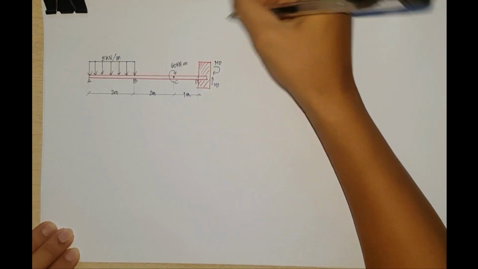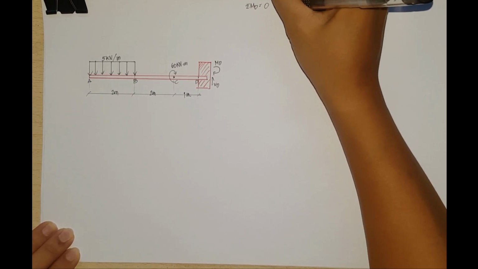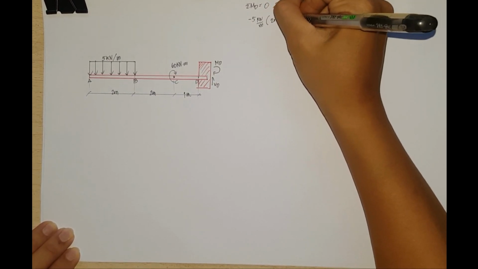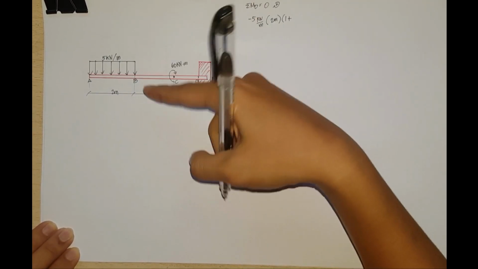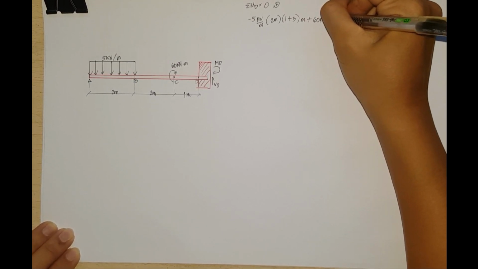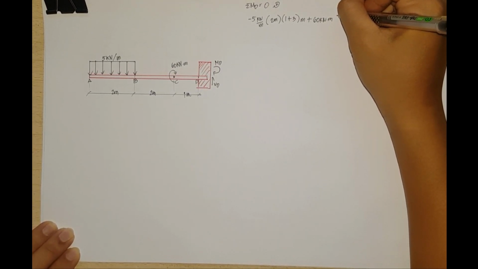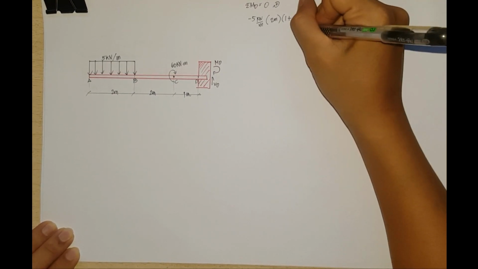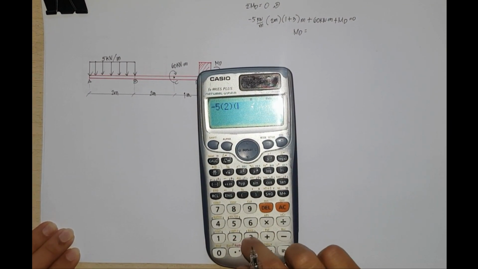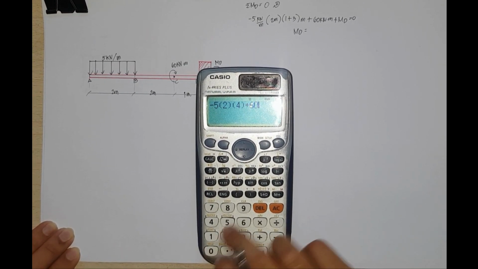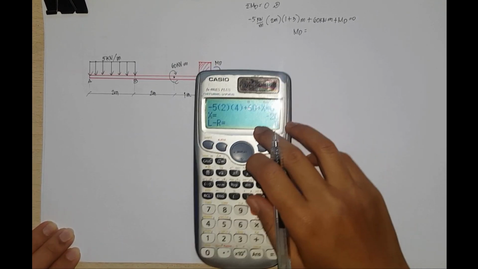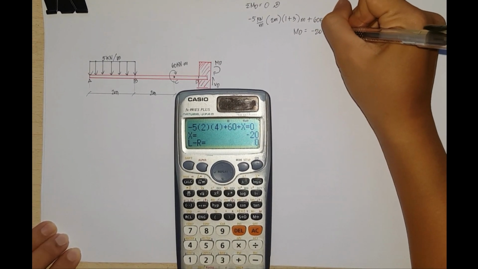So, summation of moment at point D is equal to 0, clockwise positive. So, we have negative 5 kilonewton per meter multiplied by 2, moment arm is 1 plus 3 meters, plus 60 kilonewton meter, and then plus moment at D is equal to 0. Therefore, the moment at D is equal to negative 5 times 2 times 4, plus 60. Therefore, it is equal to negative 20 kilonewton meter.